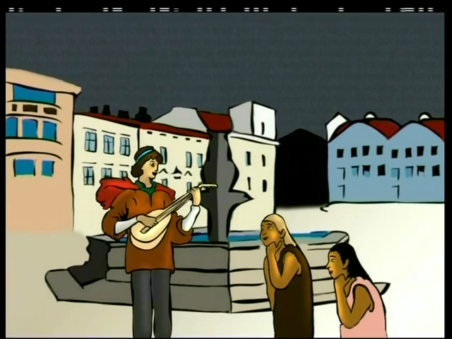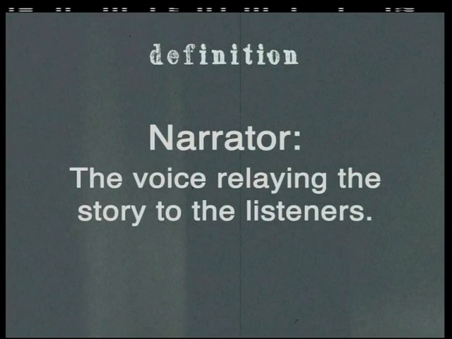Ballads usually dealt with history and legend, love and passion, crime and battles, and family events. The narrator of the ballad played a passive role in the story. He held the position of a storyteller and did not comment on the content of the ballad. The narrator is the voice relaying the story to the listeners. The stories related in ballads were frequently tragic and aroused emotion in the listeners. Ballads are easy to understand and their rhythm is obvious.